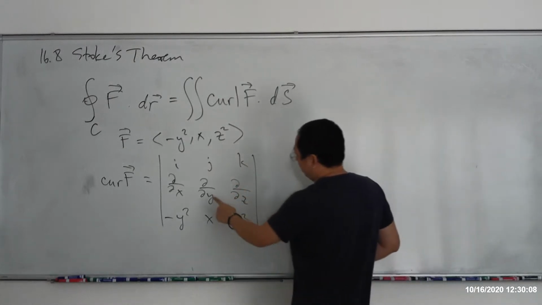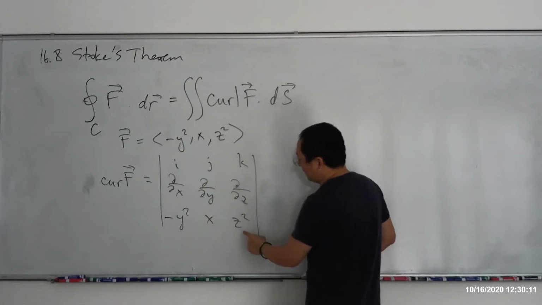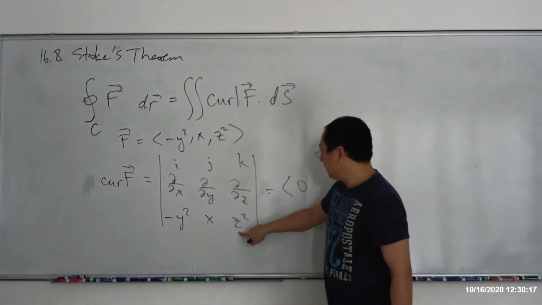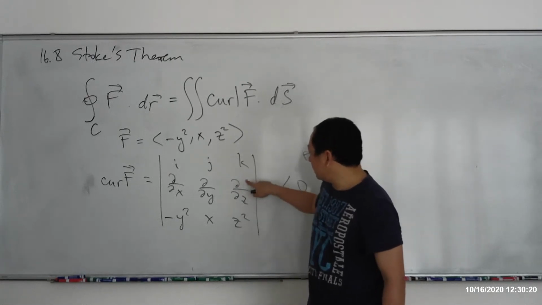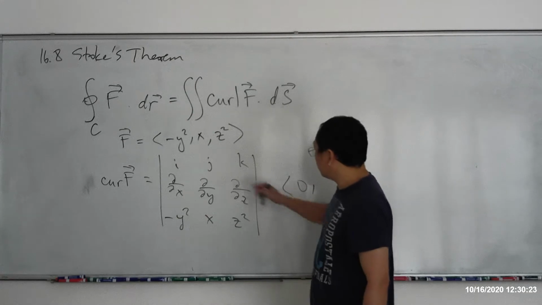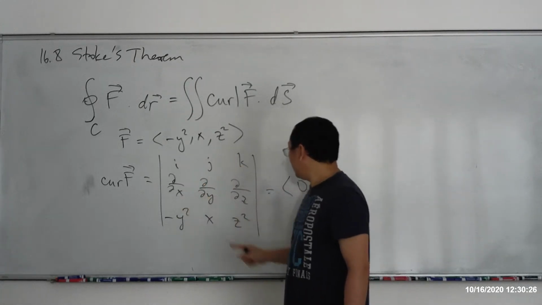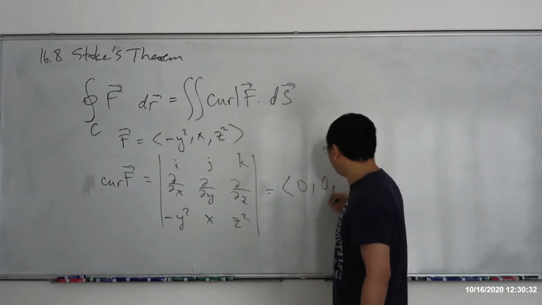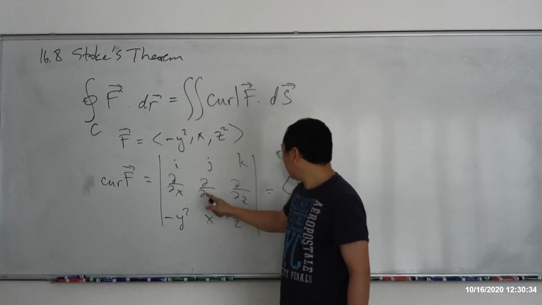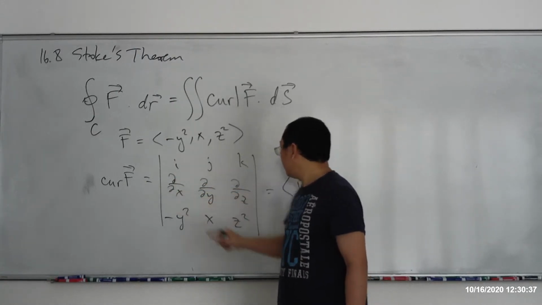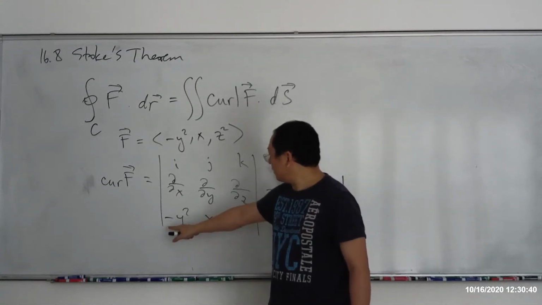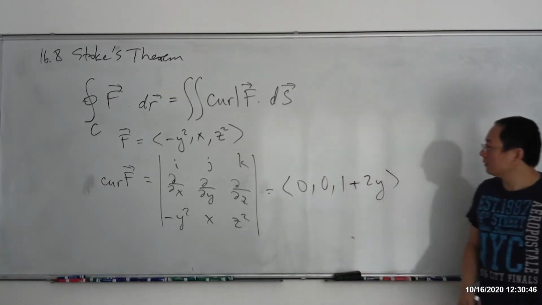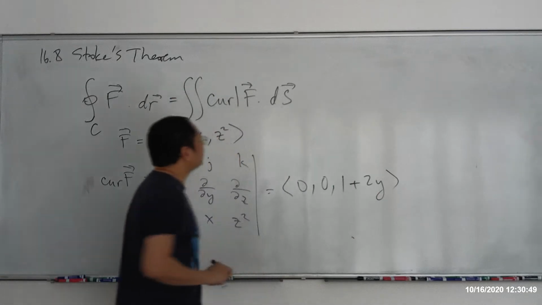So for the i term, the derivative of z squared over y is 0, minus the derivative of x over z, which is 0, so the first term is 0. For the j term, the derivative of z squared over x is 0, minus the derivative of negative y squared over z, which is 0, so still 0. And for the k term, the derivative of x over x is 1, minus, with minus becoming plus, the derivative of y squared over y, which is plus 2y. It's easy, huh? So curl F is 0, 0, 1 plus 2y.